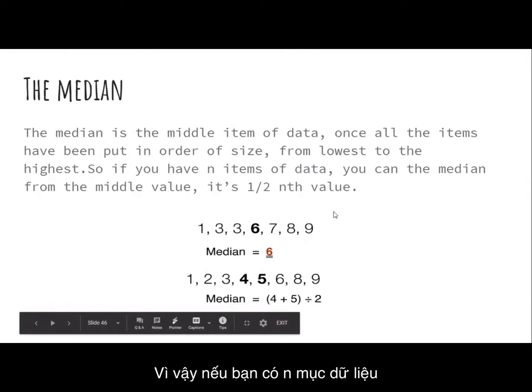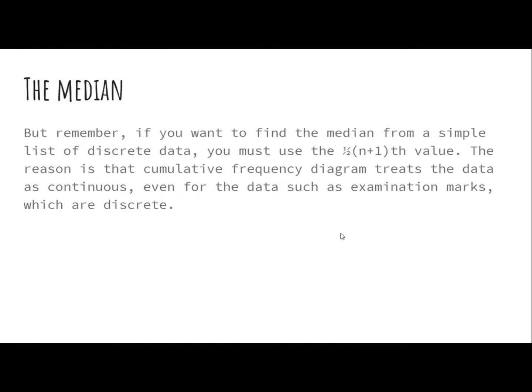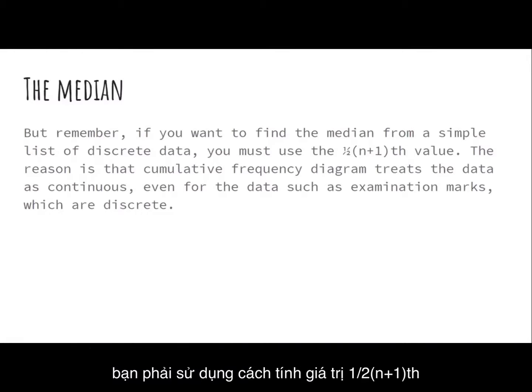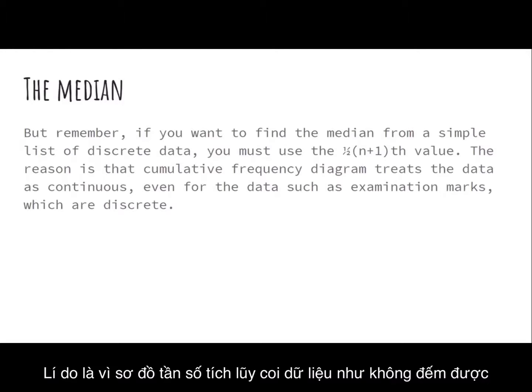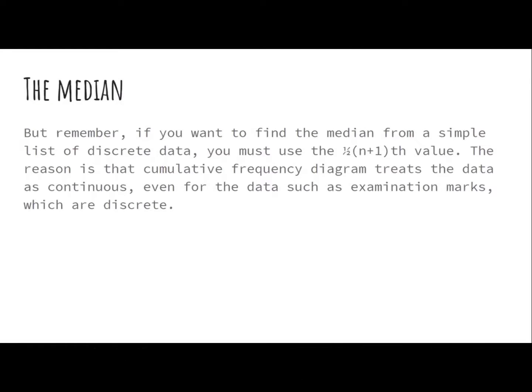If you have n items of data, you can find the median from the middle value, which is the 1/2 n th value. But remember, if you want to find the median from a simple list of discrete data, you must use the formula 1/2 times (n + 1) th value. The reason is that the cumulative frequency diagram treats the data as continuous, even for data such as examination marks, which are discrete.